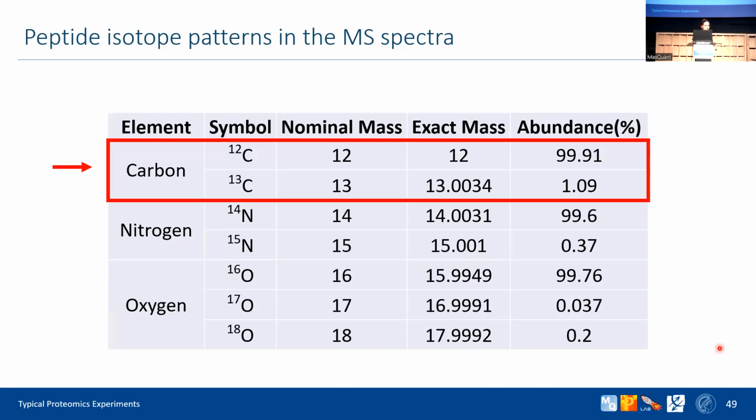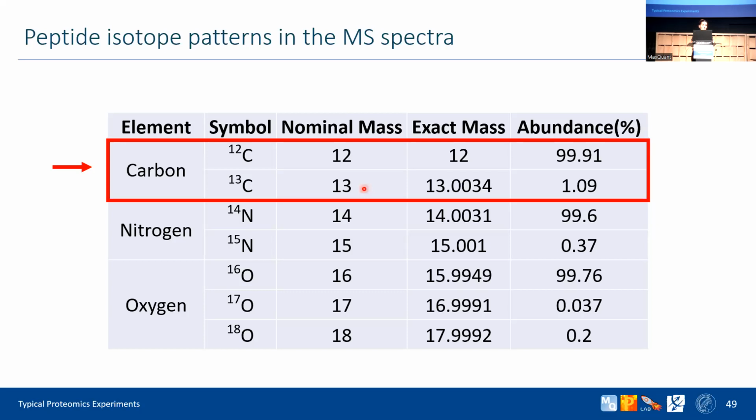For example, carbon exists in nature in 2 stable isotopes, carbon-12 and carbon-13. Both have the same number of protons, but carbon-12 has 6 neutrons and carbon-13 has 7 neutrons. Since carbon-13 has 1 neutron more, that will be seen in the mass. So carbon-13 will be heavier than carbon-12. You can see it here with the nominal mass: carbon-12 has 12 Dalton mass, and carbon-13 has 13.